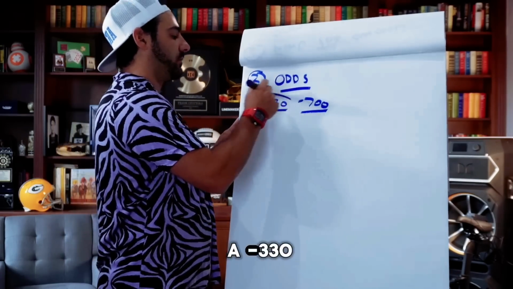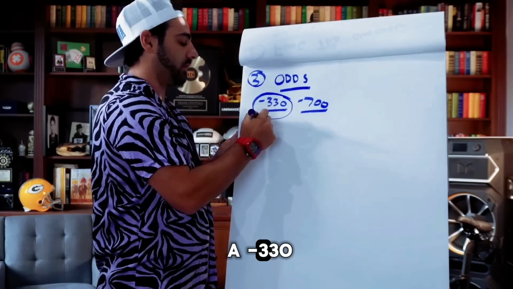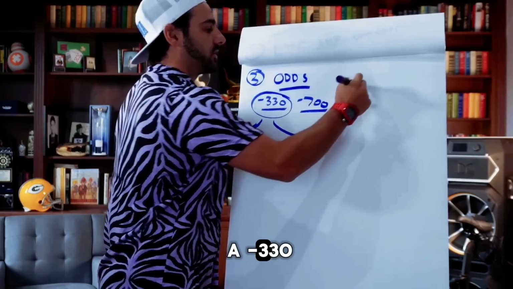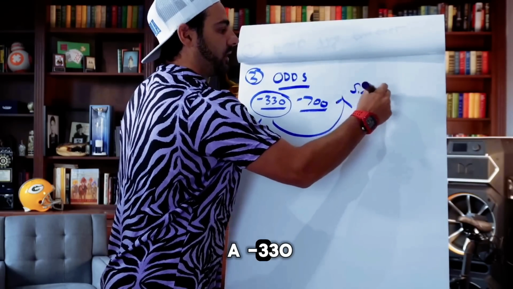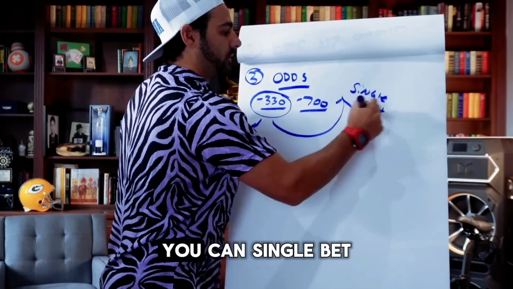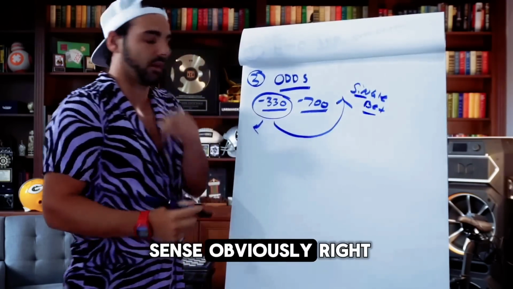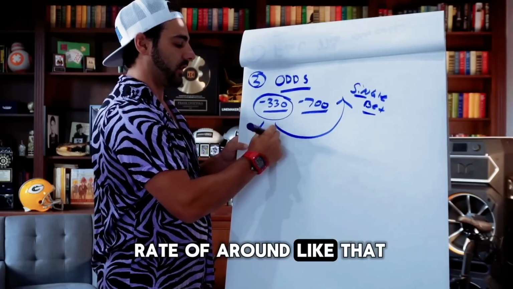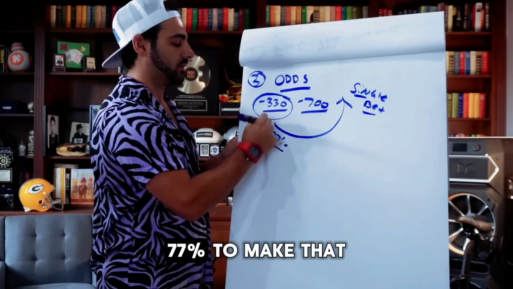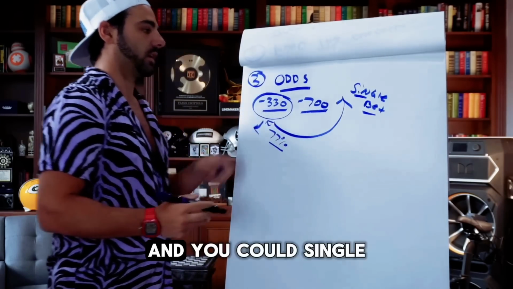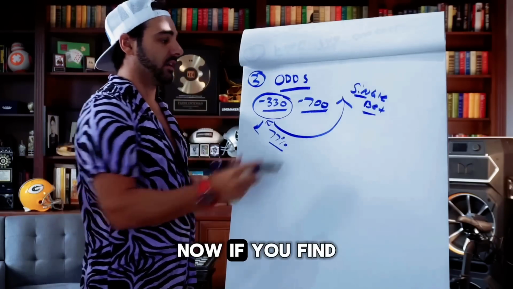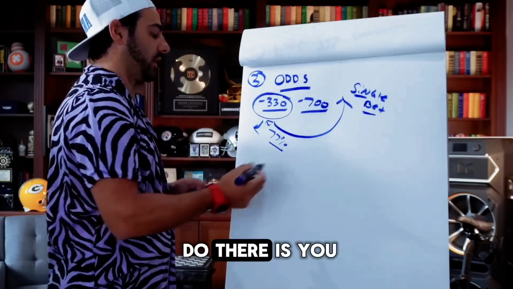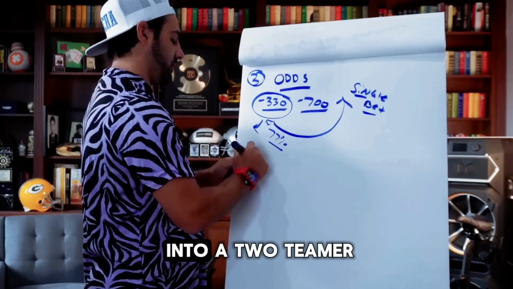So if you find a minus 330 number or possibly lower, then for that, you can single bet. Okay? You can single bet that if it makes sense, obviously, right? You need this to be at a probability rate of around that 77% to make that worth it. Okay, and you could single bet that. Now, if you find odds like this, minus 700, what you need to do there is you have to put that into a 2-teamer.